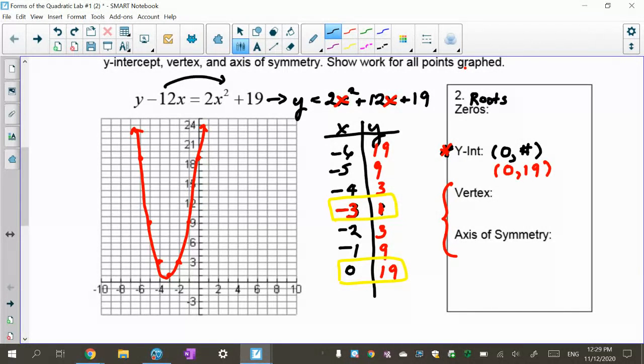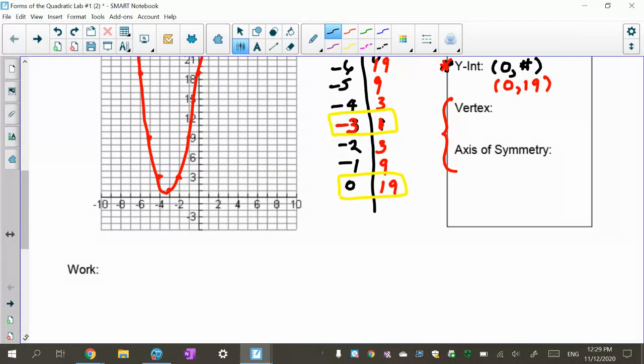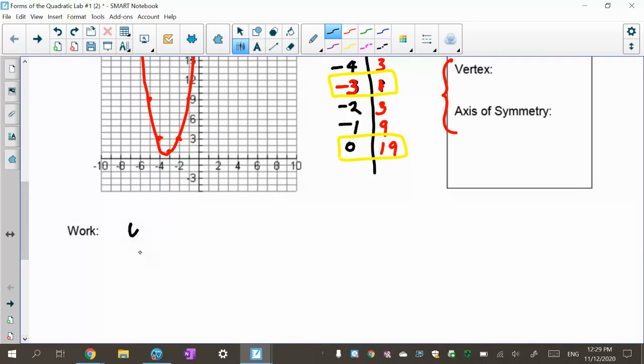So we're going to complete the square. Underneath here, I have a spot for you to do all your work. We're going to complete the square to come up with negative 3, 1. So I have y equals 2x squared plus 12x plus 19, and we've been doing a lot of these. So we're going to complete the square, and I'm going to factor out the 2.